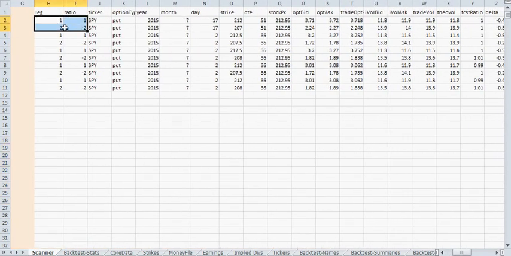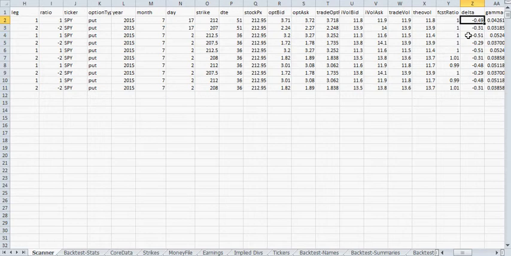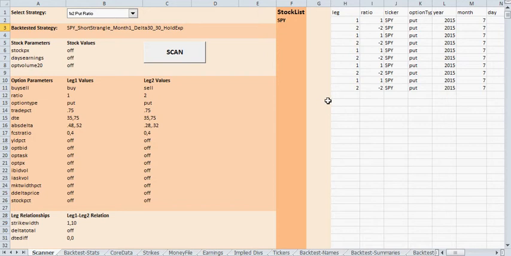Now if I scroll to the right a little bit, I'll see that I am getting back leg 1 and leg 2. The ratio 1 means buying 1, -2 means selling 2. And for the July expiration, here's the July weeklies. You'd be buying the 212, which is near the money, and selling 2 of the 207s. How does the delta look? Well, 49, so that's about a 50, and 30 is about a 30, so that looks pretty good. I'm happy with those results.